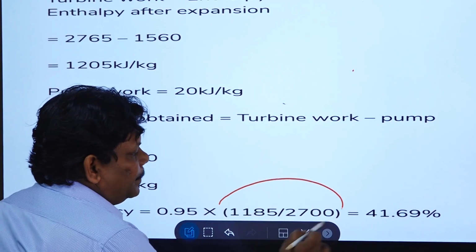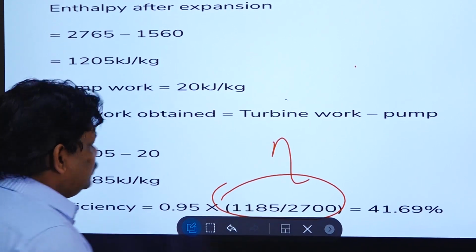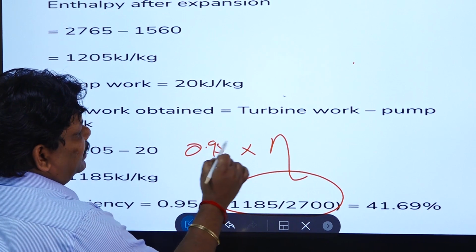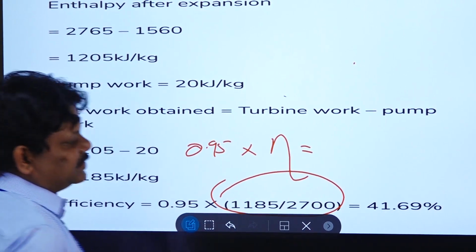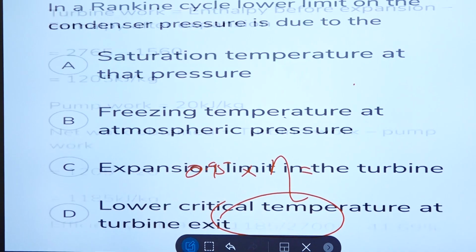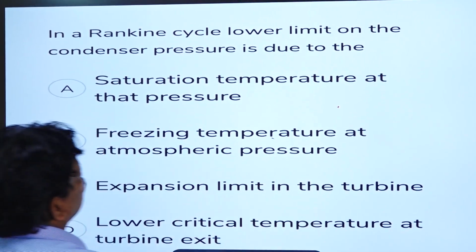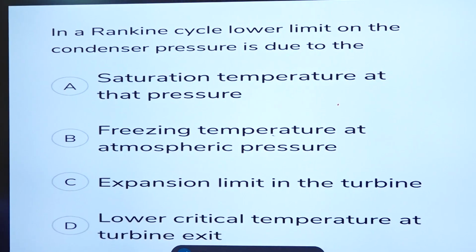So this will give you the efficiency. But you have to find the efficiency for 95%, so multiply by 0.95. So you will get the answer, that is 41.69%.